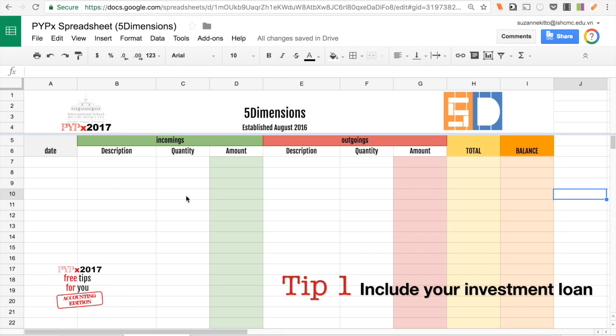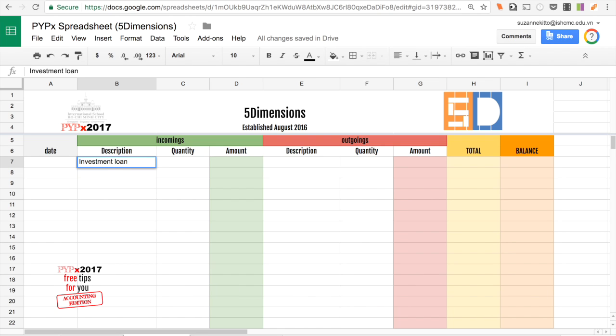First thing you're probably going to do is put in your investment loan. No doubt you have borrowed money either from yourself or from your investors, i.e. your parents. So that needs to be included as an incoming. I'm just going to make up some dates here. February 6th is when I received the loan. It was one loan of 500,000. I'm going to bring this over here. That's still 500,000, and that leaves my balance at 500,000.